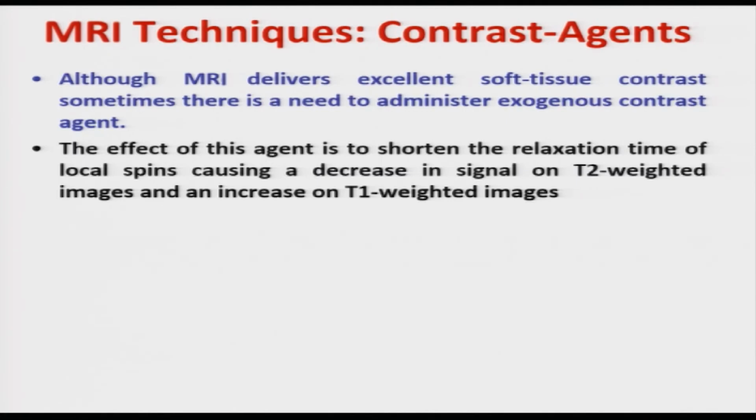Sometimes there is a need to administer exogenous contrast agent. The effect of this agent is to shorten the relaxation time of the local spin, causing a decrease in signal on T2 weighted images and an increase on T1 weighted images. T1 and T2 are the relaxation times. One is spin-spin relaxation and another one is spin-lattice relaxation.